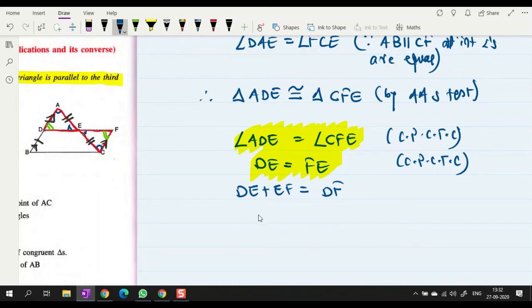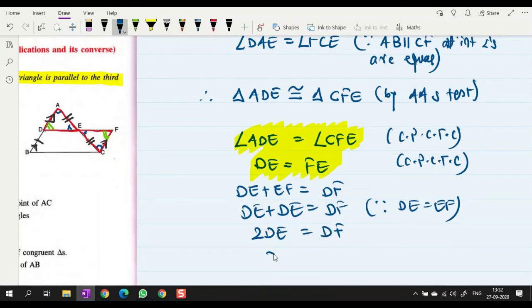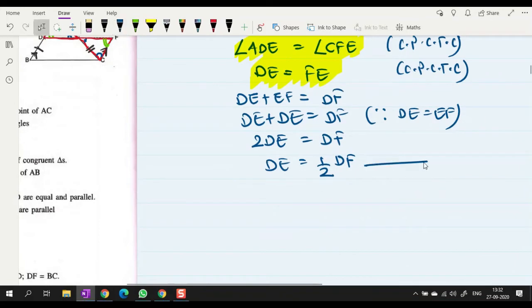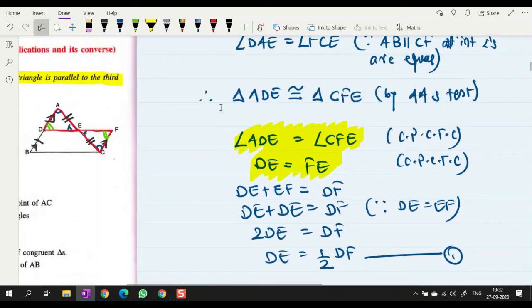Sure. So DE plus EF is equal to DF, and we know that DE is equal to EF. So we can say that DE plus DE is equal to DF. Why? Since DE is equal to EF. So 2 times DE is equal to DF. So DE is equal to half of DF. Now the only thing we have to prove is DF equal to BC, but that will happen. I will write equation number 1 over here and move ahead.